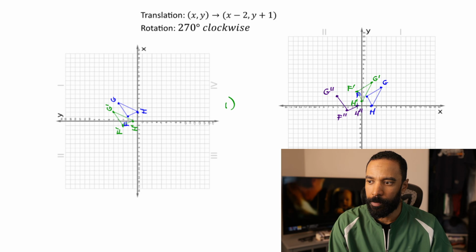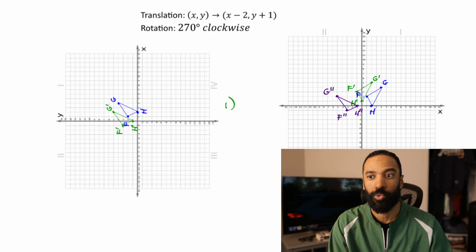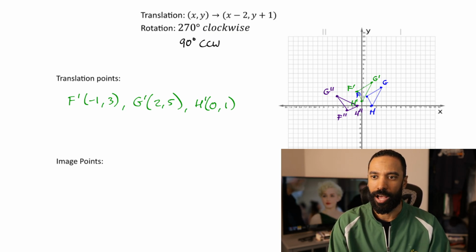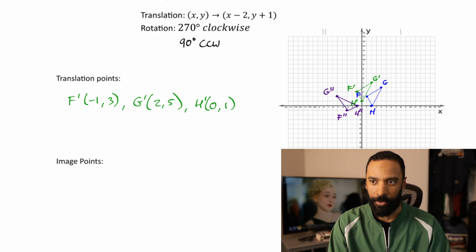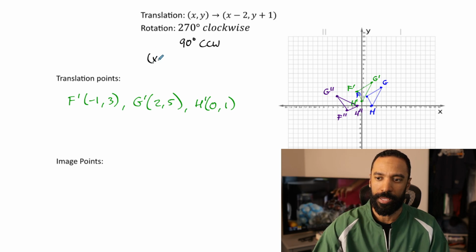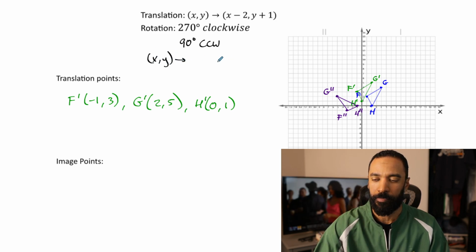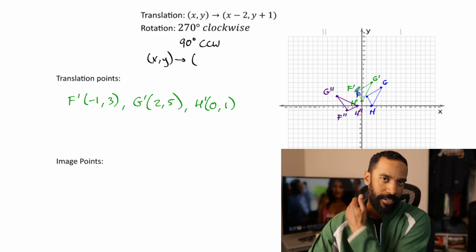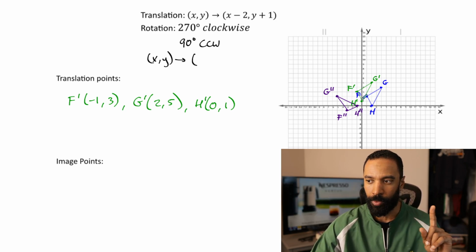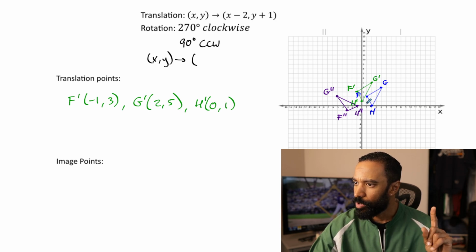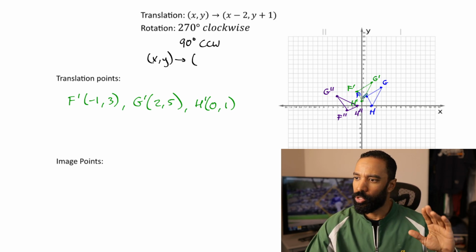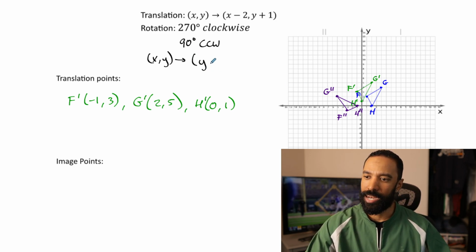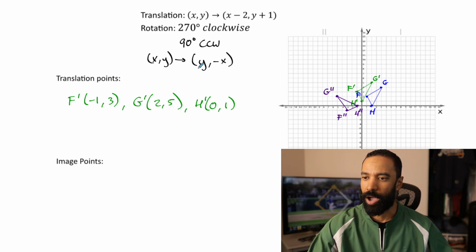Now, let's say that you learned rules for these things and you were aware of how this worked. 270 degrees clockwise is the same as 90 degrees counterclockwise. The rule for this would be you take your x, y values, and there's a little bit of swappage that goes on. I don't remember what they are, so I have to look at what it is. You would do y, negative x. Y comma negative x.